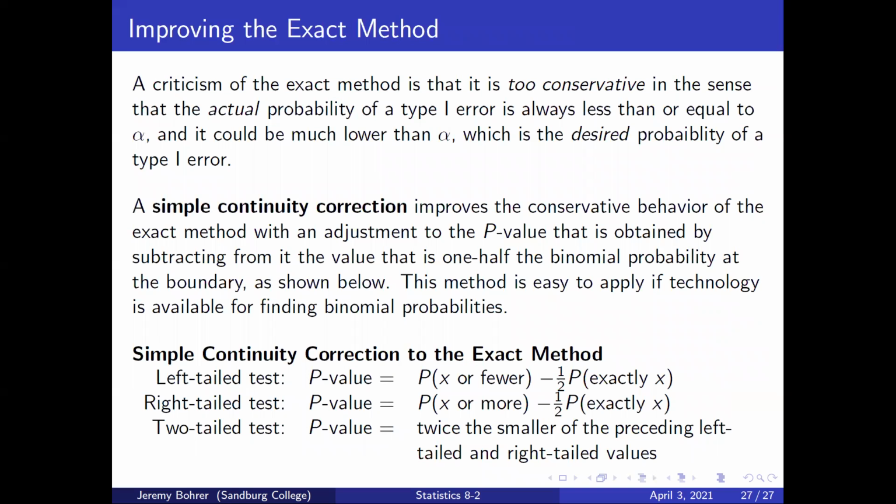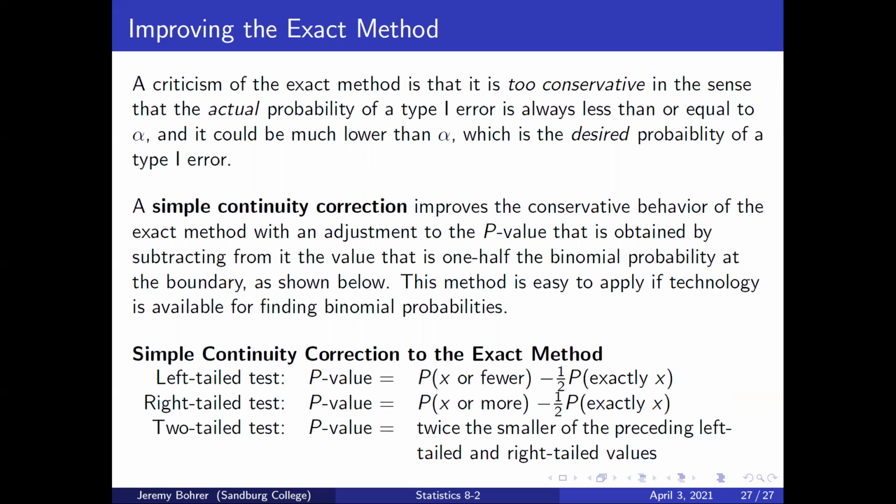A criticism of the exact method is that it is too conservative in the sense that the actual probability of a type 1 error is always less than or equal to alpha, and it could be much lower than alpha, which is the desired probability of a type 1 error. A simple continuity correction improves the conservative behavior of the exact method with an adjustment to the p-value that is obtained by subtracting from it the value that is 1/2 the binomial probability at the boundary as shown below. This method is easy to apply if technology is available for finding binomial probabilities.